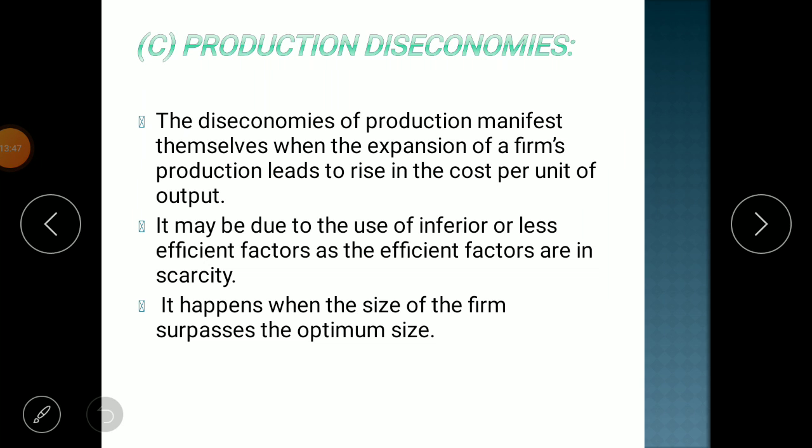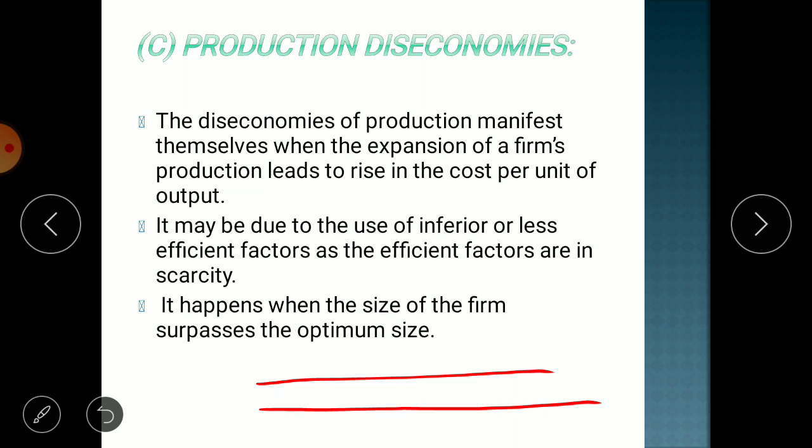The diseconomies of production manifest themselves when the expansion of firm's production leads to rise in the cost per unit of output. It may be due to the use of inferior or less efficient factors, as the efficient factors are in scarcity. It happens when the size of the firm surpasses the optimum size. Here we are discussing production diseconomies, which simply means you are increasing the production and your cost is increasing. Both are increasing, production is increasing and cost is increasing.